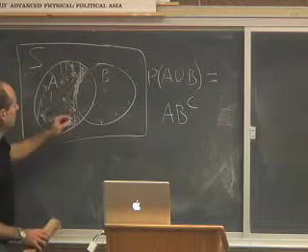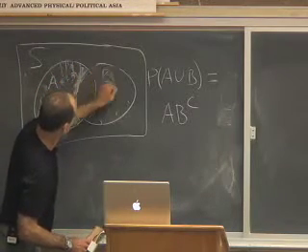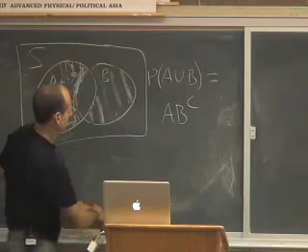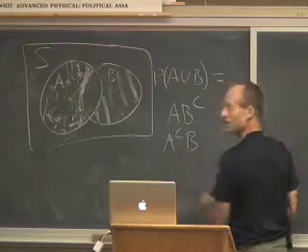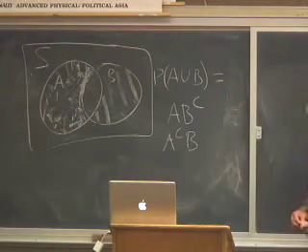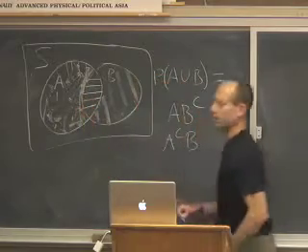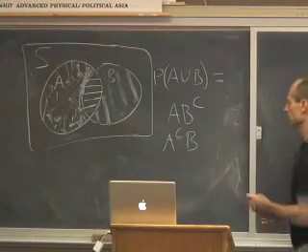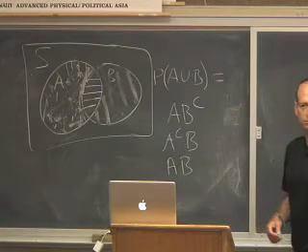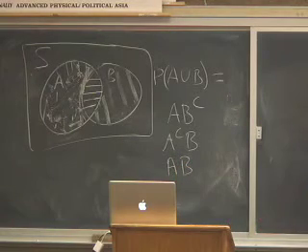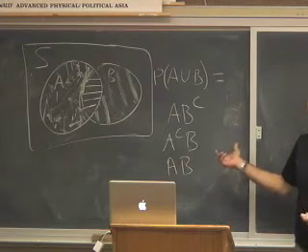Okay. Then what's this stuff over here? Okay. So I'm going to write it A complement B, but it's the same thing. And then what's that stuff? AB. Right, A intersect B. All right. Are these mutually exclusive? Are these disjoint?